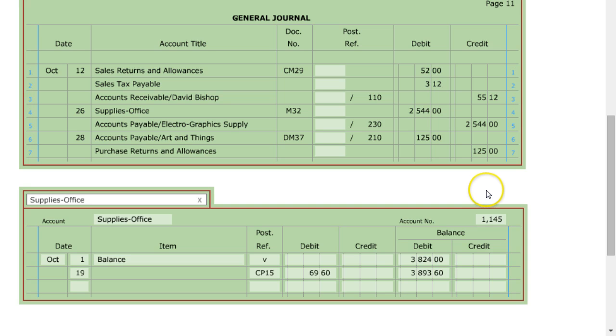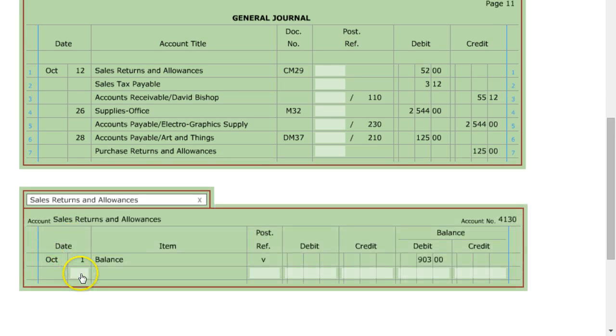All right. So the next transaction here is in the general journal. We're going to go through one line at a time and start posting things. Okay, so we have sales returns and allowances, which you would put down the date, which is the 12th. You'd put down that you got it from the general journal, page 11. $52 is debited. It has a debit balance currently right now, and when you add these two numbers up, you should get $955. Then we're going to put this account number right here into the post reference column.